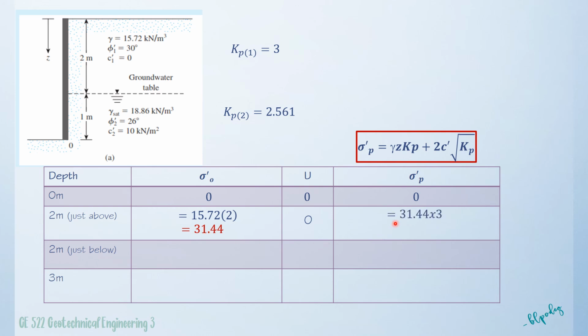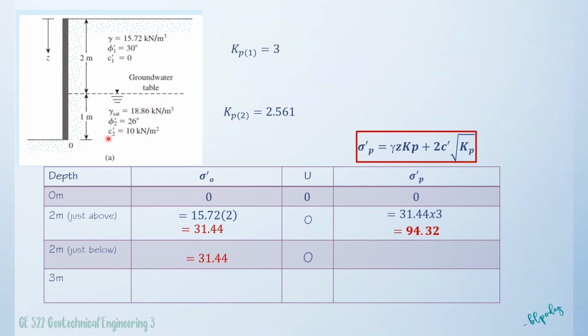So this becomes 31.44 times the coefficient, which is 3. This is 94.32. Next, at 2 meters just below, the vertical stress is still the unit weight multiplied by 2. So same pa rin yung vertical stress natin at 2 meters. And then of course, no water. And then since we're already considering just below, we will be using the parameters of the soil below.